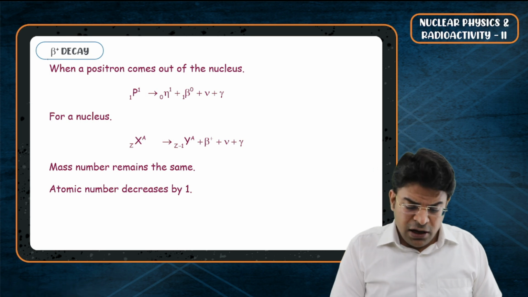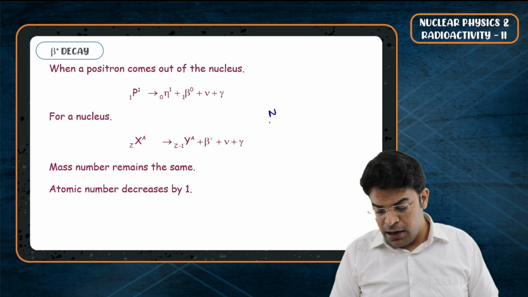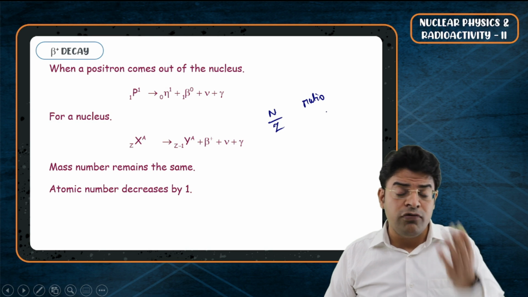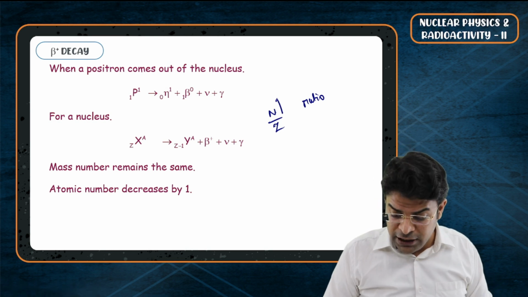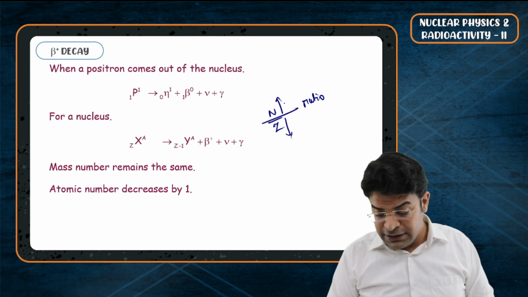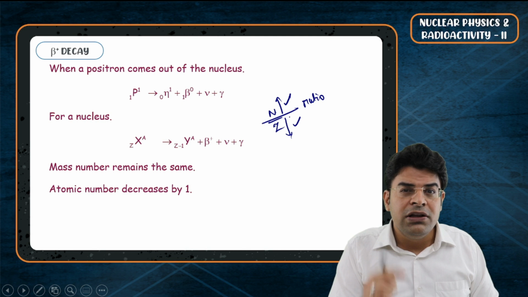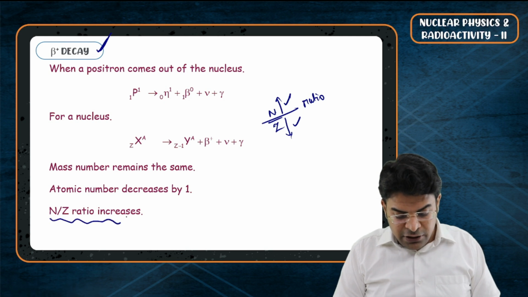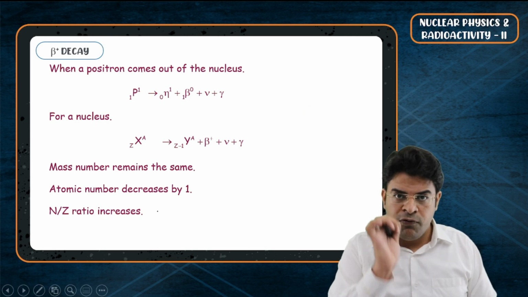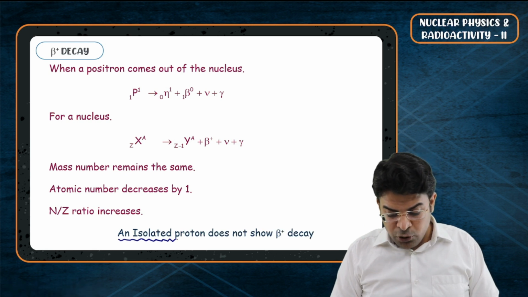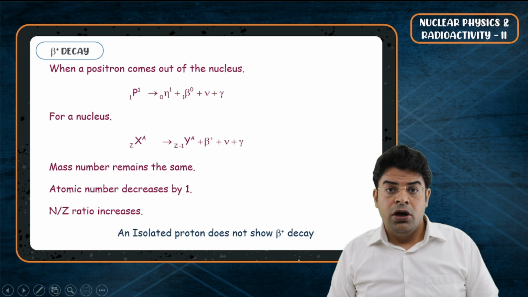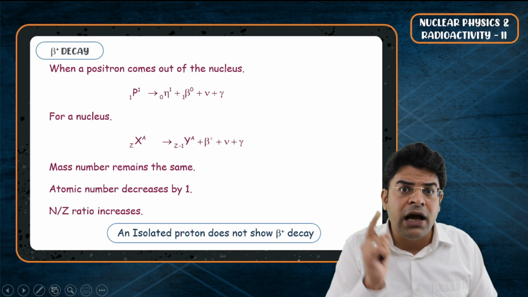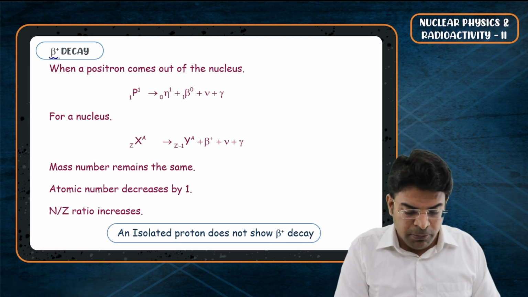Next thing, when a nucleus undergoes beta plus decay, what happens to the N by Z ratio? So it's obvious. The nucleus is undergoing beta plus decay, so one of the protons is getting converted into a neutron. So the number of neutrons increases, the number of protons decreases, the numerator is increasing, the denominator is decreasing. So the N by Z ratio is increasing. So when a nucleus undergoes beta plus decay, the N by Z ratio increases. And the important point for beta plus decay: an isolated proton does not show beta plus decay. No ordinary proton can show beta plus decay. Only a highly energetic proton, only a highly unstable proton shows beta plus decay.